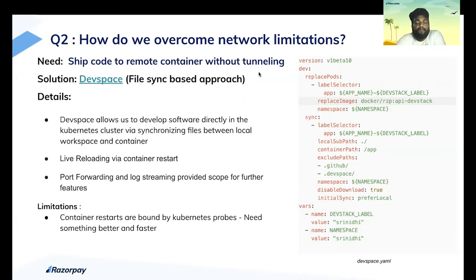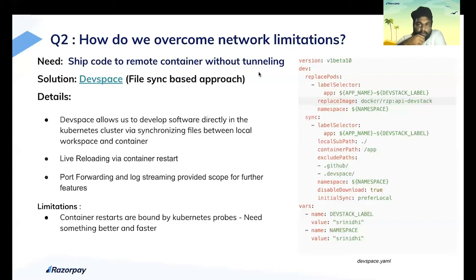So how do we avoid the network limitations, and how can we ship code to the remote container without relying on the network? So we had to shift the approach towards a file-sync-based one, where we used a tool called DevSpace. DevSpace syncs the local code into the remote container in a very efficient manner, and it also does live reloading by container restart. DevSpace also has port forwarding and log streaming that provided scope for further features.